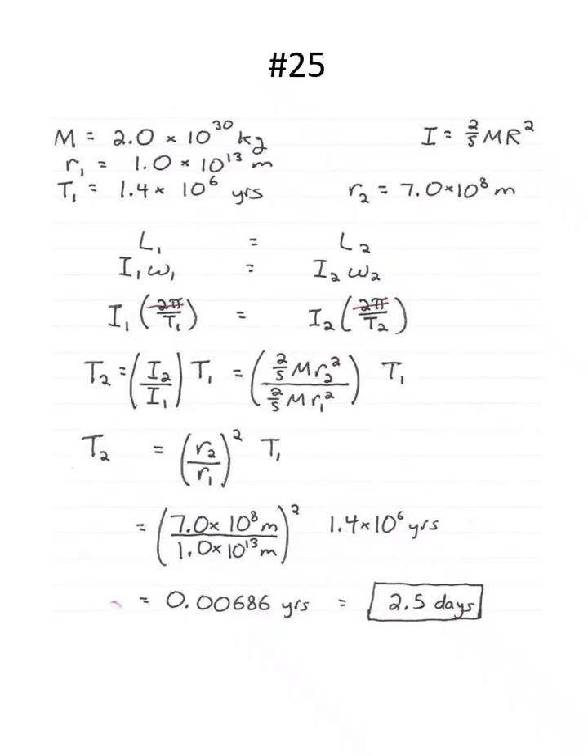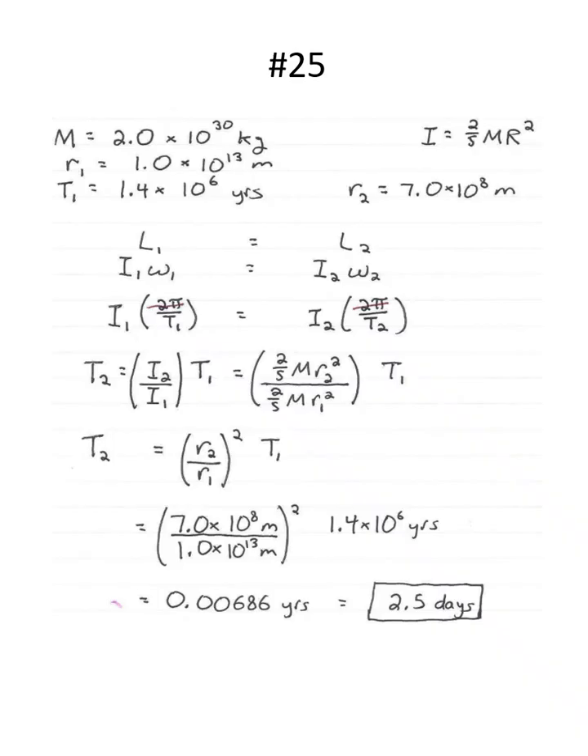Number 25. A uniform spherical cloud of interstellar gas has mass 2 times 10 to the 30th kilograms, has radius 1 times 10 to the 13th meters, and is rotating with period 1.4 million years. The cloud collapses to form a star 7 times 10 to the 8th meters in radius. Find the star's rotation period.